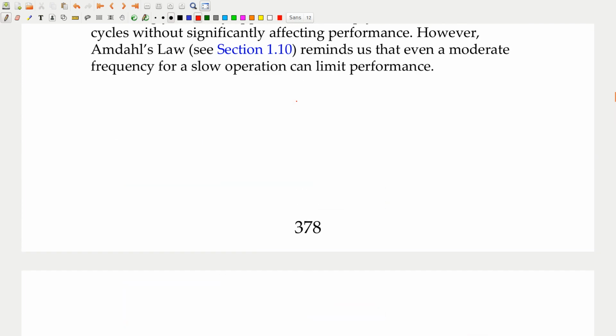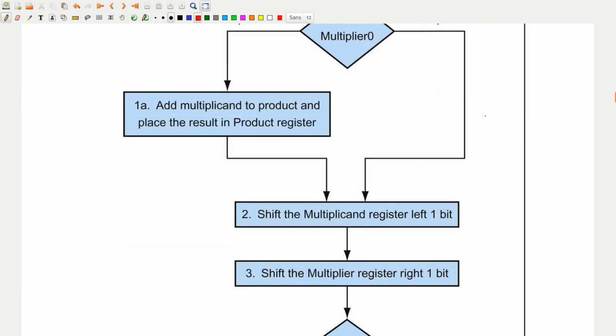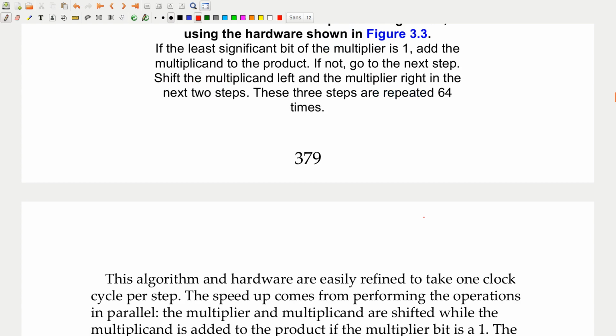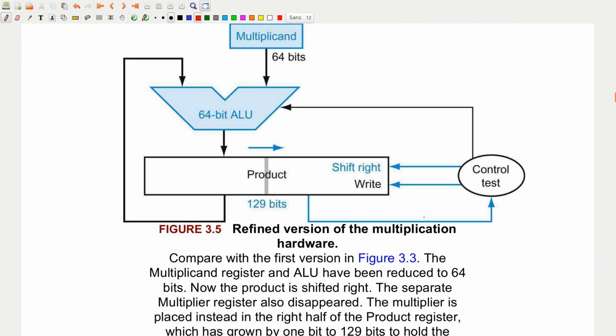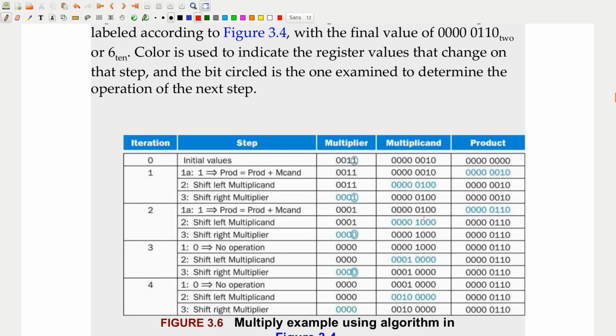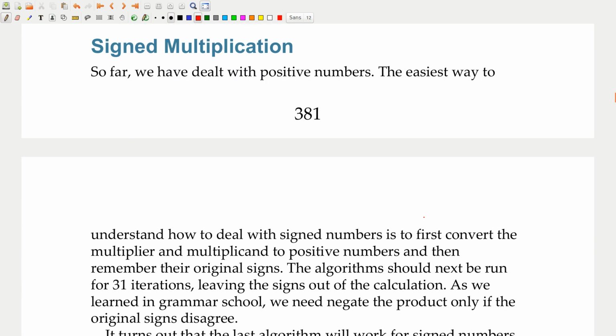So here they just do some block diagrams, and this is what we went over already. Okay. So we did this already. Great. We got through a lot of content with that example. So, signed multiplication. We only did positive numbers there. So what happens if we want to do something that's signed? This is interesting.